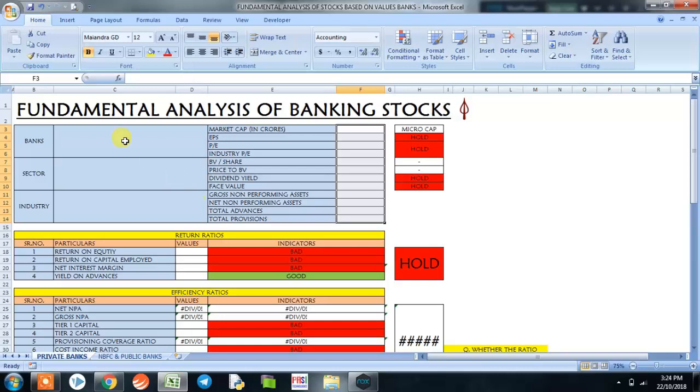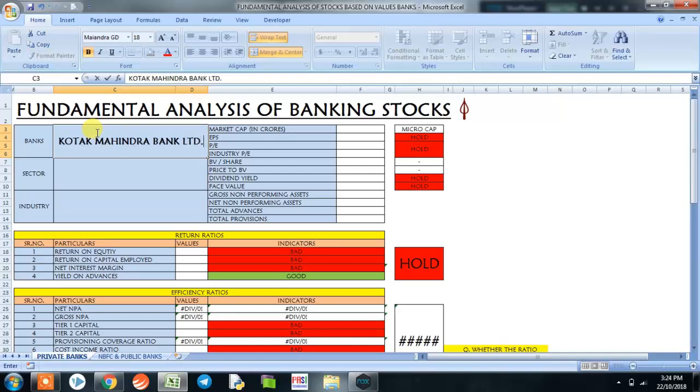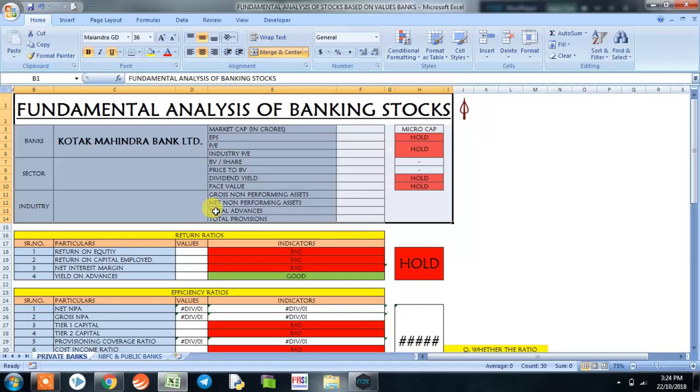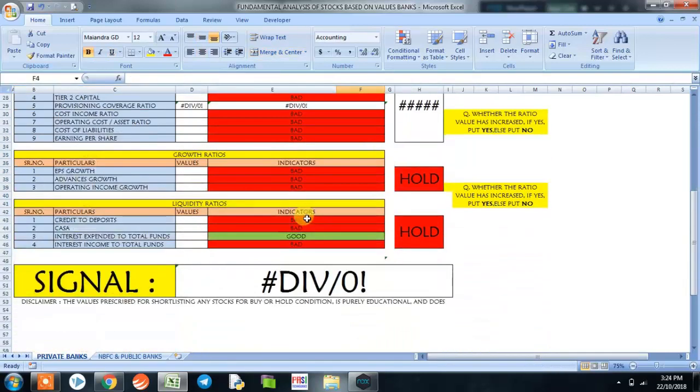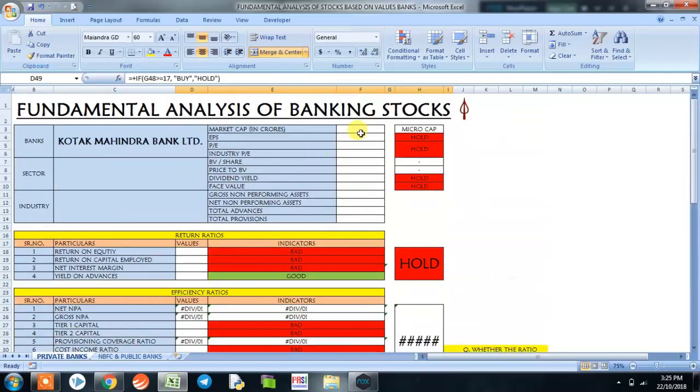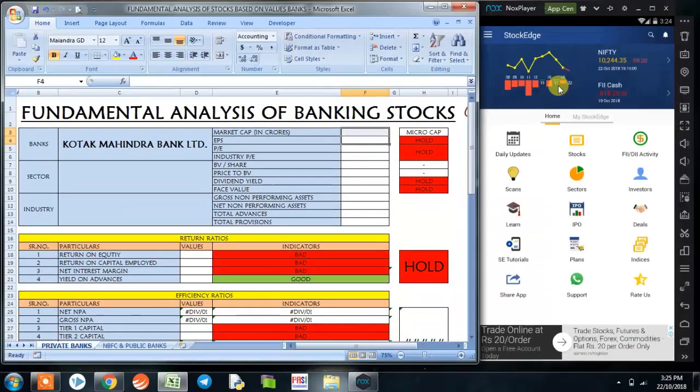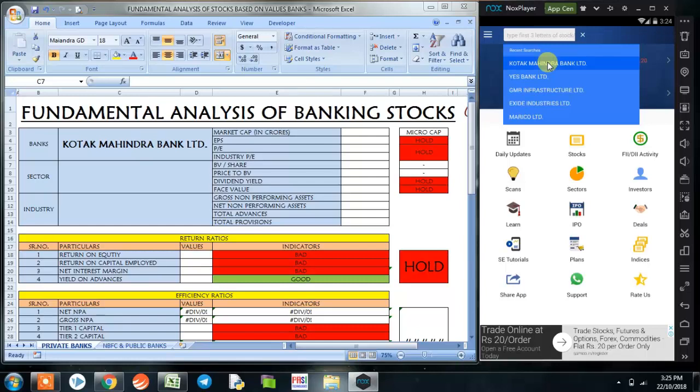The banking stock that we are going to take today is Kotak Mahindra Bank Limited. The Excel spreadsheet in front of you is an Excel program wherein we use financial data of a particular stock and arrive at a conclusion whether to buy the stock at this point of time or not. The financial data is taken from an app known as the Stock Edge app. So in the search bar we click Kotak Mahindra Bank Limited.